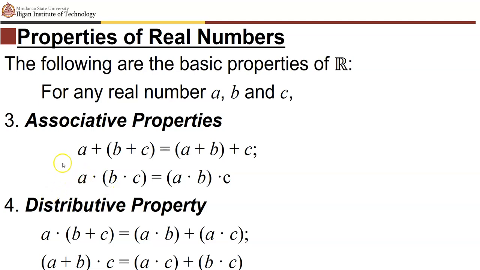Earlier, we discussed the properties of real numbers and we stopped on the distributive property. It says that if we have A times the quantity B plus C, this is equal to A times B, that is, you multiply A with B, plus you multiply A with C. The other one would be distributivity over multiplication. That is, A plus B times C is the same as A times C plus B times C, which is this.